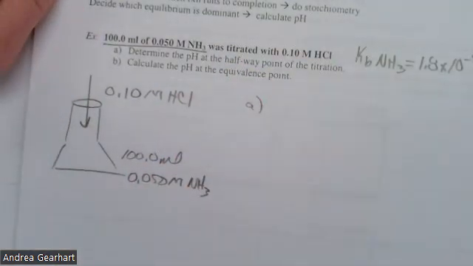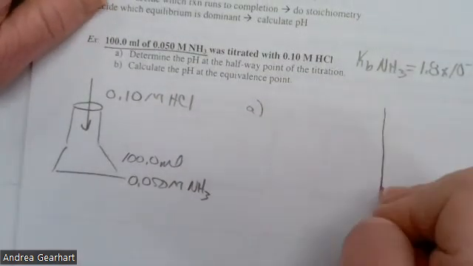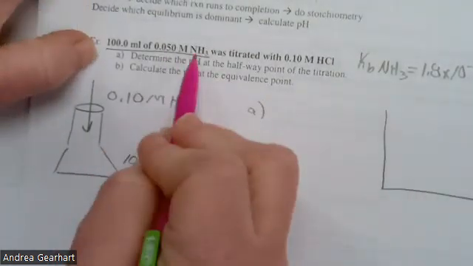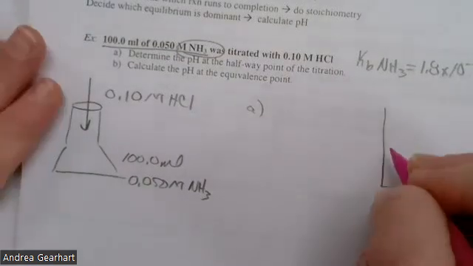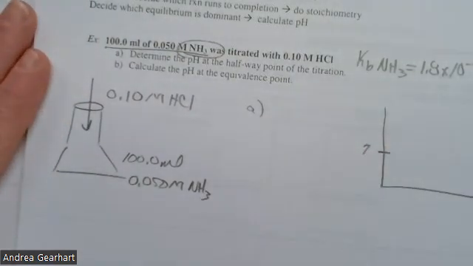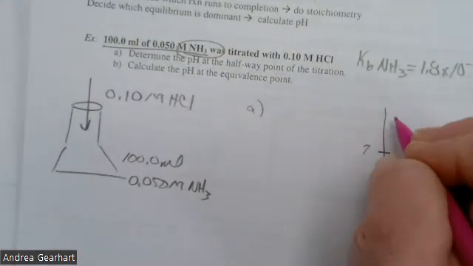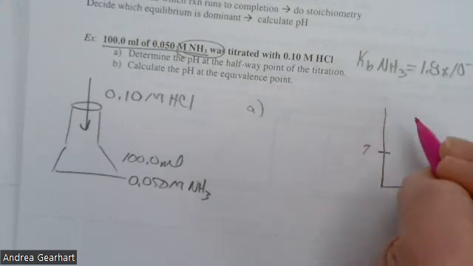Okie dokie. First thing we're asked, pH at the halfway point. All right, we're starting with weak base. I would anticipate 10-ish.